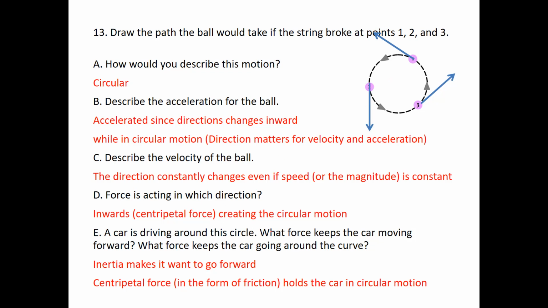If a car is driving around a circle, what keeps the car moving forward? Well, inertia is going to keep it going forward. But if you have friction between your wheels, that's going to be the centripetal force that's allowing you to go in the circular motion. Once again, centripetal force is usually another force that just happens to be the centripetal force. So you need centripetal force, but often it's the force of gravity, force of tension, or force of something else.